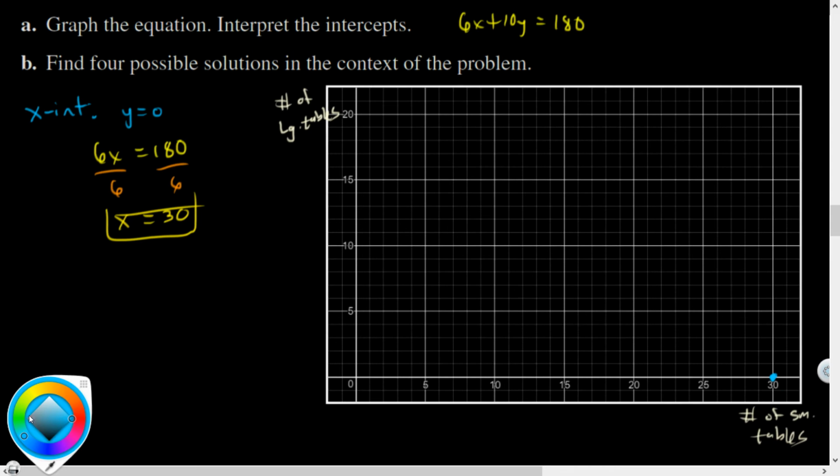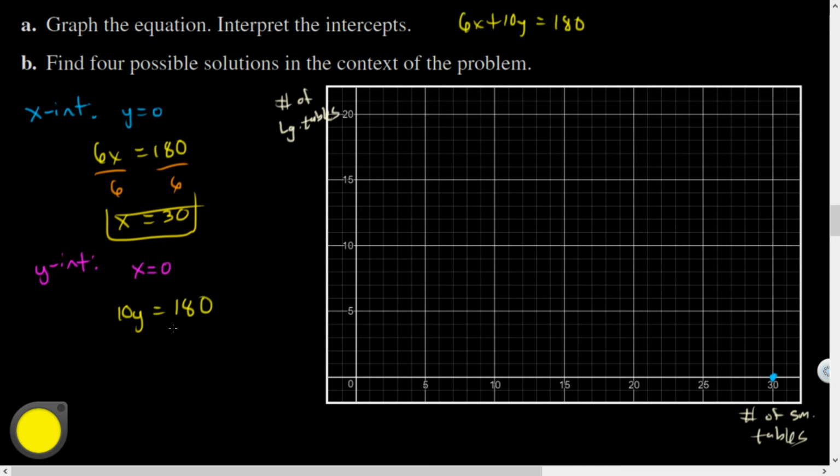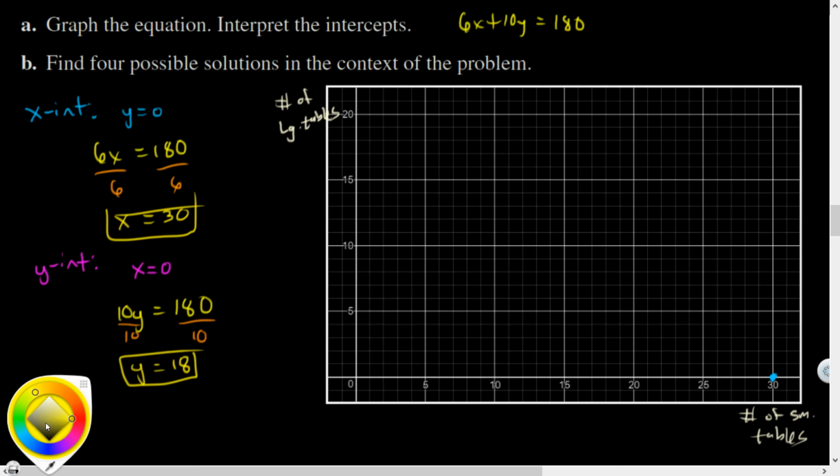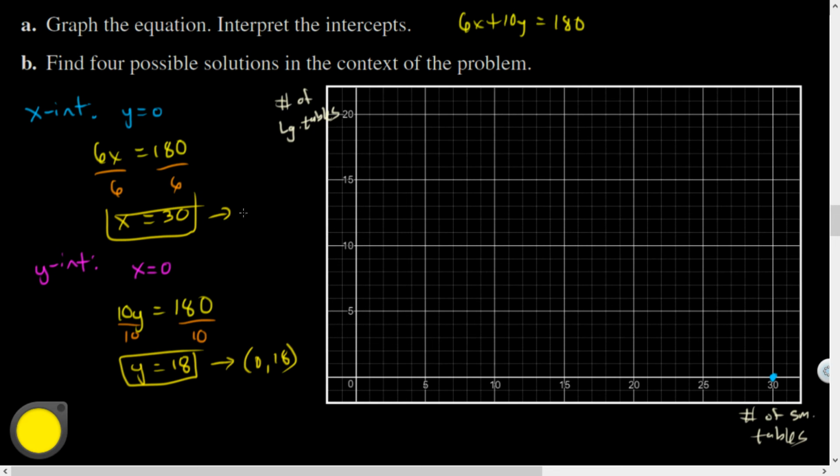Someone else, Ethan, could you help me find the y-intercept? Man, you guys are pros. And if I do that, 6 times 0 is 0. That's just going to simplify down to 10y equals 180. And now what do I do? I like it a lot. And so I'll have y equals 18. So our y-intercept, by the way, is the point 0, 18. This is the point 30, 0. You don't have to write that, but that might help you remember where those points are.